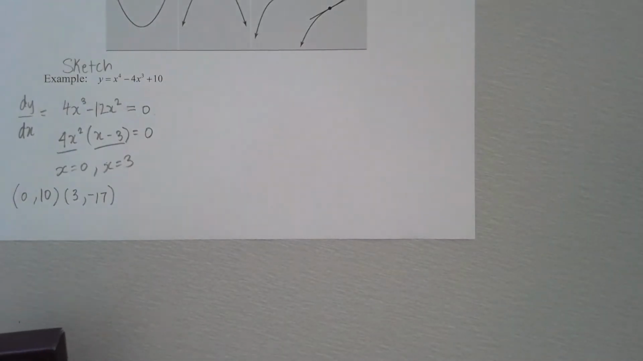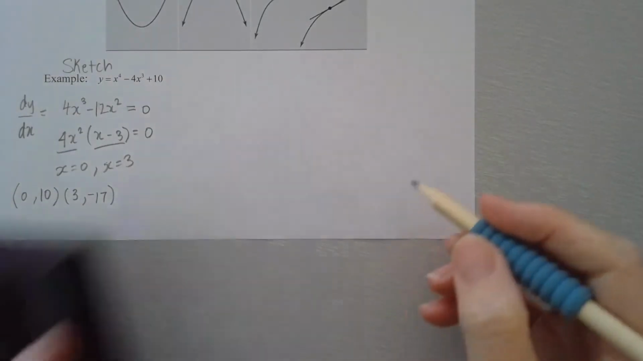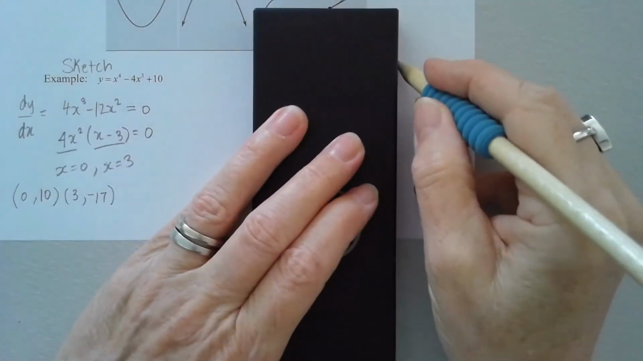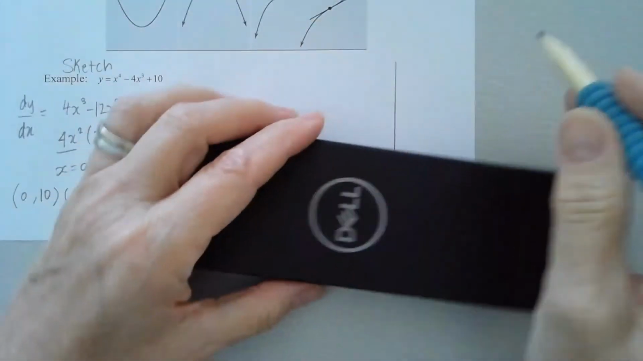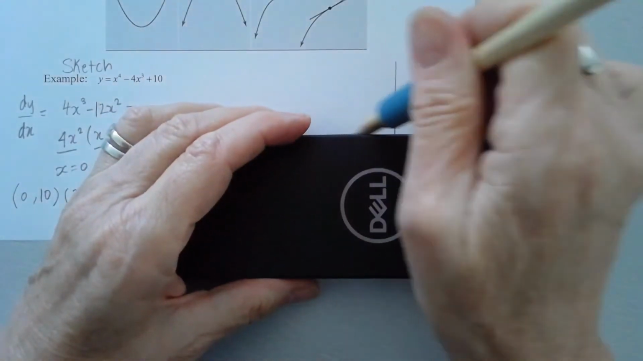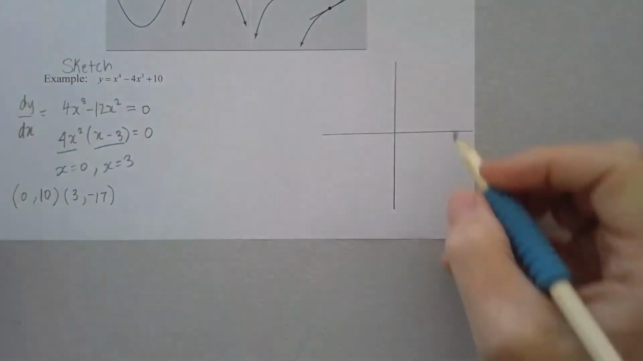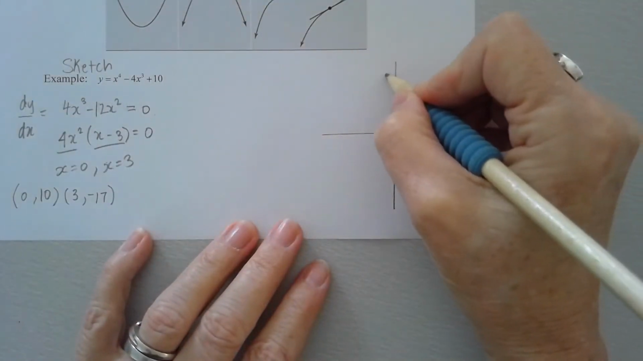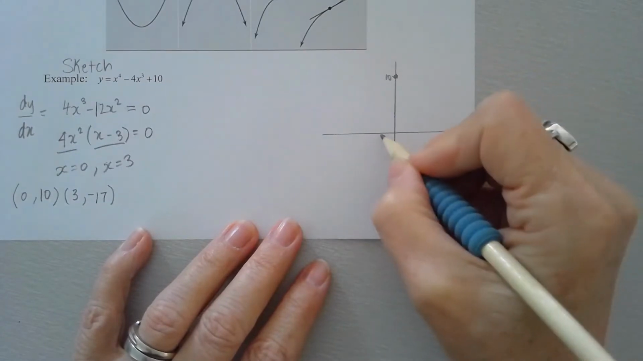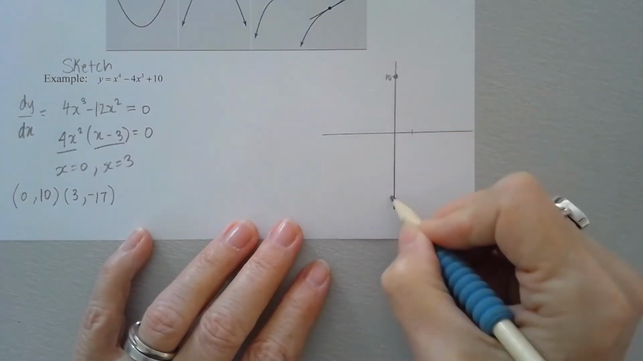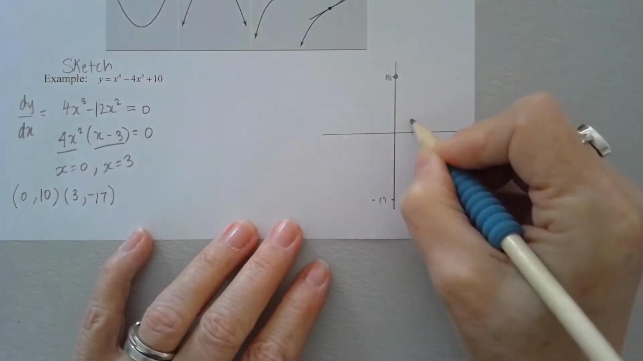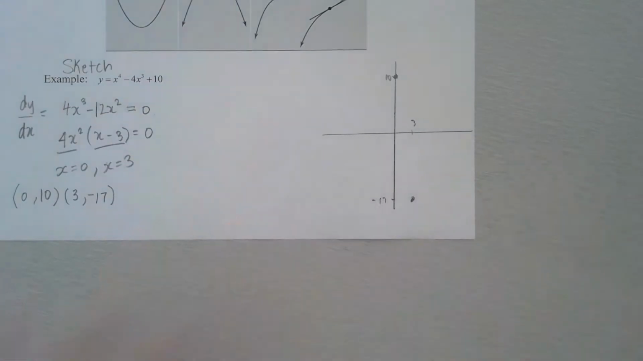Okay, so now we're going to put those on the graph. I'm going to put the graph way over here because I have other stuff to do over there. And I'm going to go 0, 10, and 3, negative 17. Okay, and I'm just going to leave those there for a minute because I really don't know what to do at the moment.